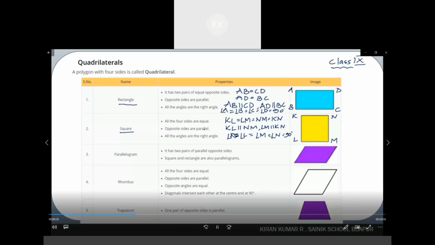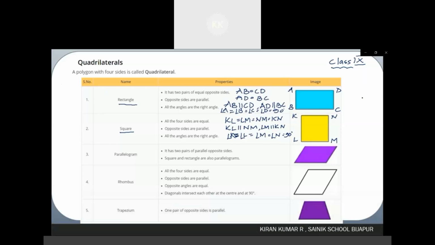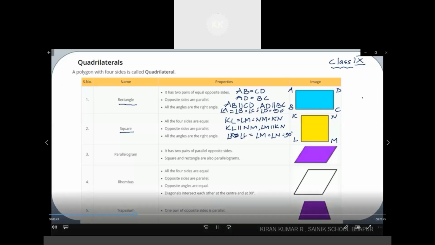There is another concept called a diagonal, which you are going to learn in higher classes. You will learn that diagonals are equal and they bisect each other perpendicularly in a square, and diagonals are equal but they do not bisect each other in a rectangle. This concept related to diagonal you will learn in higher classes, but only the basics are there in class 6th.